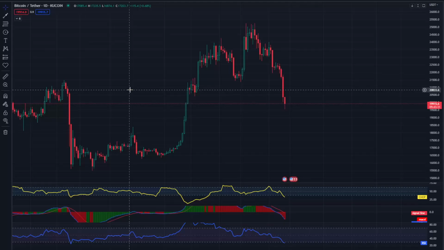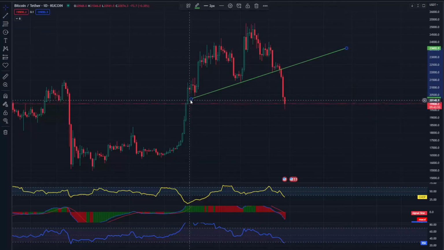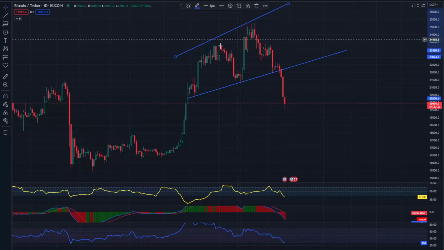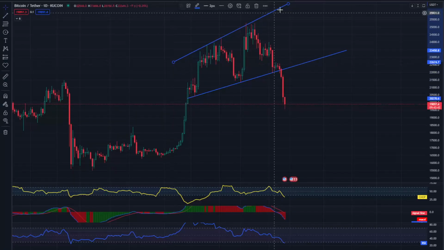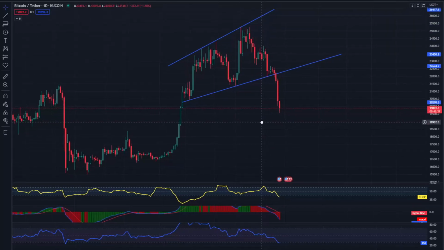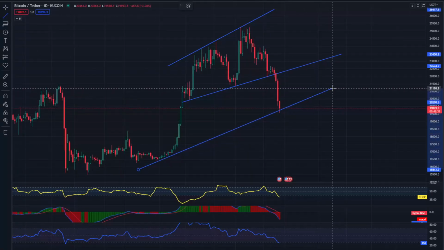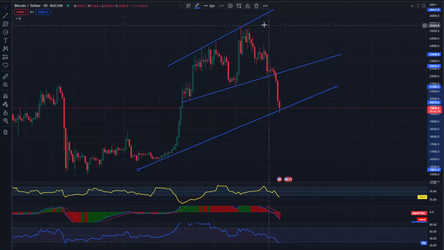Let's start by checking the current situation on the BTC pair to USDT, taking into account the one-day interval. First, we will use the blue lines to mark the local uptrend channel that the price has left the bottom. However, after marking the uptrend line, we see that the price has rebounded from it in the current correction.